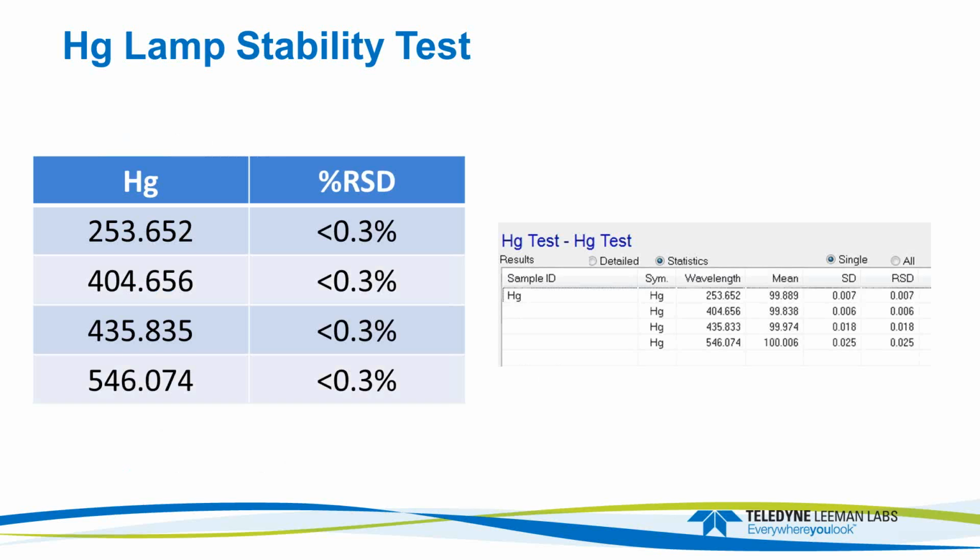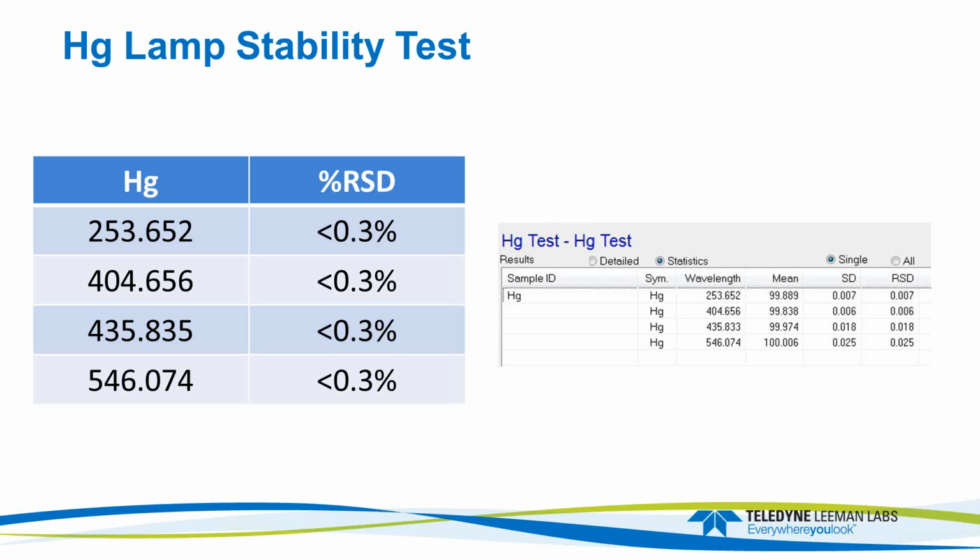The passing criteria for that test, with these 25 readings, is that the RSD of these 25 readings be less than 0.3% for all the wavelengths. And that's the passing criteria for that test.